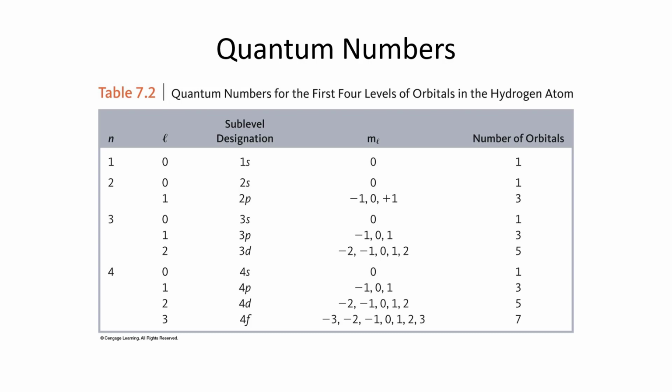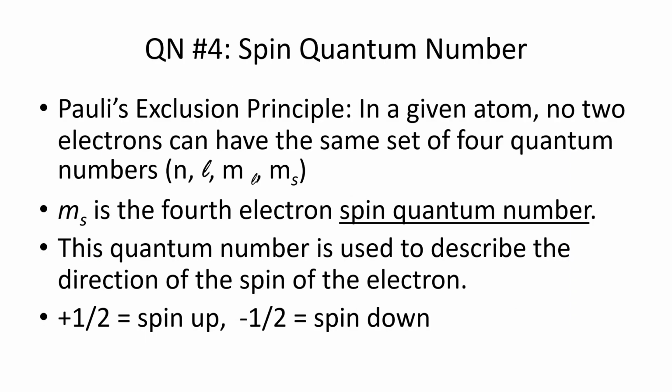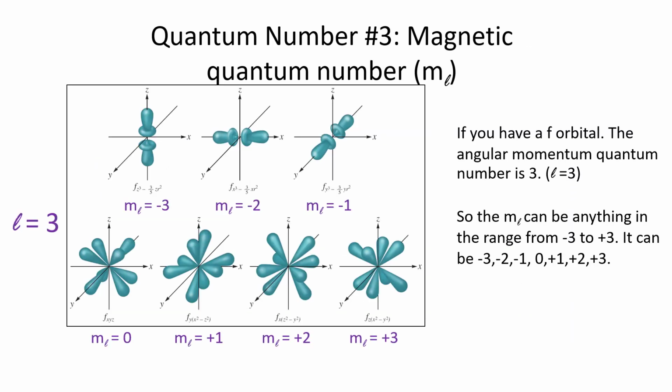All right, let's look at the final quantum number, that of spin, the spin quantum number. One important principle, Pauli's exclusion principle, says that in a given atom, no two electrons can have the same set of 4 quantum numbers. Electrons cannot exist in the same space. You could see how that would be very, very bad. And so even if you have an f orbital, you can't have 2 electrons taking up the exact same space.